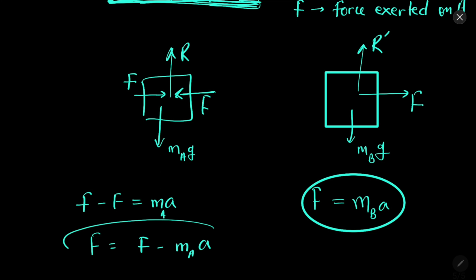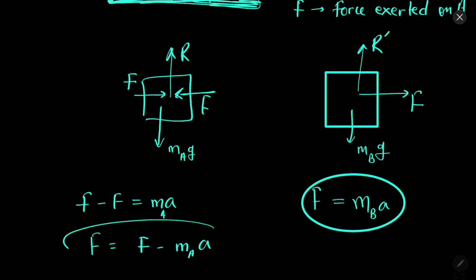So ultimately, from here we can obtain A to be f upon (MA plus MB). So now f equals (1 plus MA upon MB) times F. So this will be the force exerted by the experimenter. The experimenter is applying this much force.